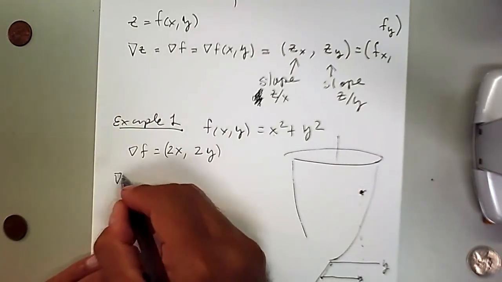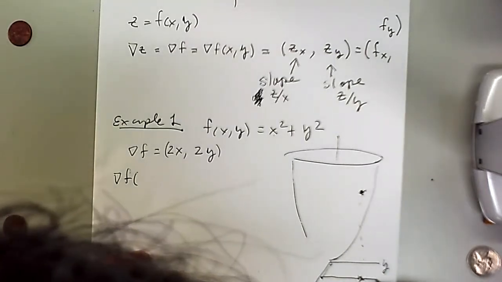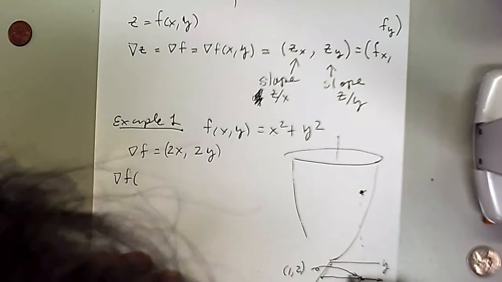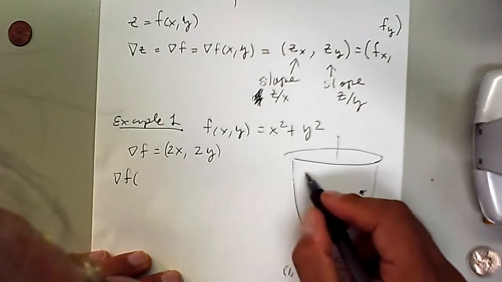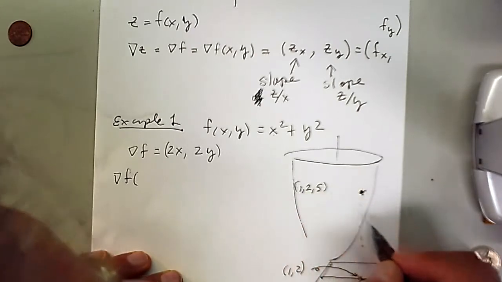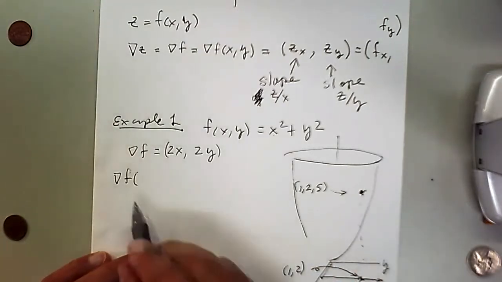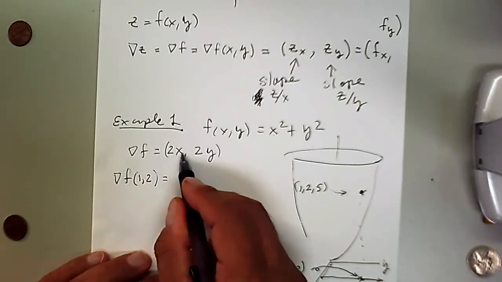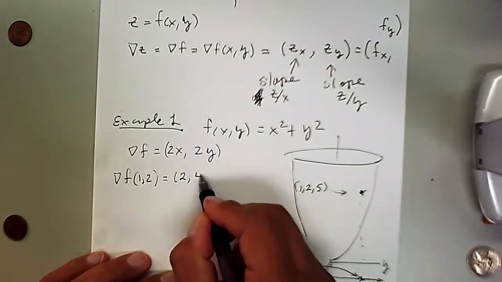So the gradient of f at the point 1, 2. So that point is the point 1, 2, of which we have the point 1, 2, 5. Yep, that's this point up here. And the gradient of the function at 1, 2 will be, well, if x is 1, that means 2x is 2. And if y is 2, that means 2y is 4. What does that mean?